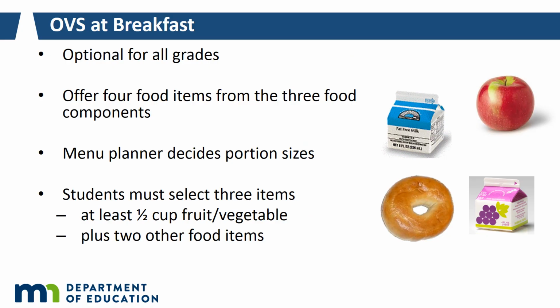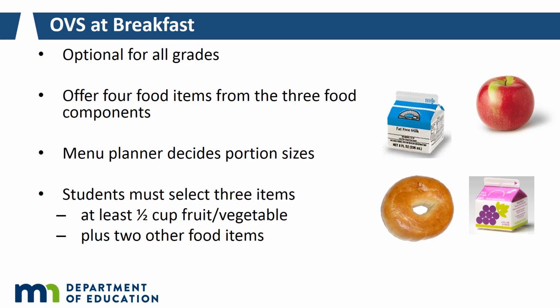Let's discuss a few details related to offer versus serve at breakfast. As I mentioned before, offer versus serve is optional at breakfast for all grades. 4 food items from the 3 food components, fruit, vegetable, grain, and milk, must be offered in order for the menu to be reimbursable. The menu planner can decide the portion sizes, and from the 4 items offered, students must select at least 3 items.